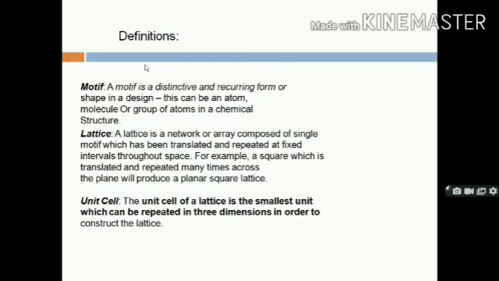Next comes the unit cell. So the unit cell is the smallest unit of a lattice that can be repeated in 3 dimensions to construct the entire lattice. To think of an example, we can think of a building which is made up of exactly same looking rooms, and these rooms are constructed out of bricks. So these bricks can be represented by motifs, the rooms are unit cells, and the lattice is represented by the entire building.